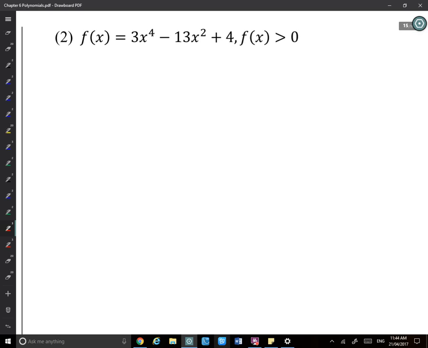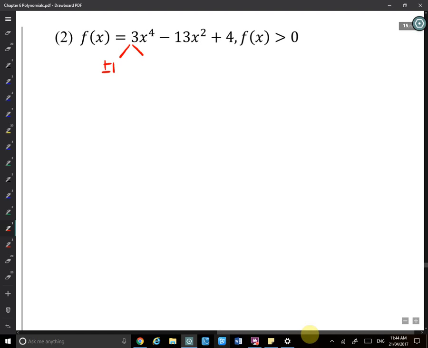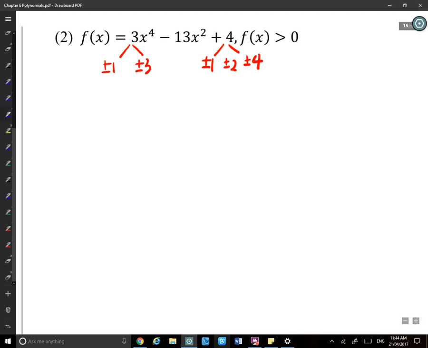So for cubic, we find a number to make f(x) become 0. So for quartic, it will be the same. We're trying a number to make it become 0 as well. The numbers you want to try are still the same: plus minus 1, plus minus 3, plus minus 1, plus minus 2, plus minus 4. Those are the numbers you should try.